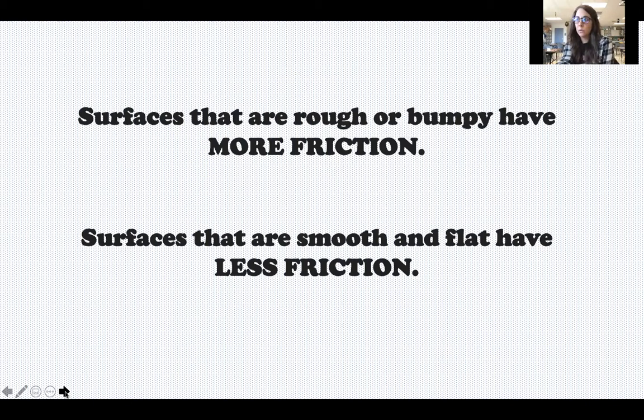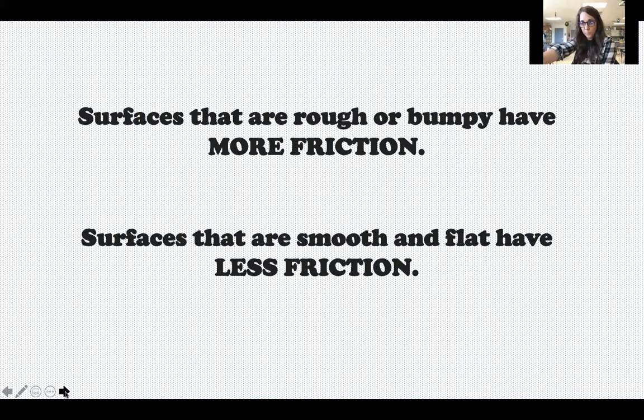This is why when you are roller skating or skateboarding or riding a bike or rollerblading, anything where you have wheels that are turning, it is much easier to do those activities on a smooth, flat surface like a driveway or a sidewalk, as opposed to the grass. Since grass is more rough and bumpy than a sidewalk or a driveway, it has more friction.